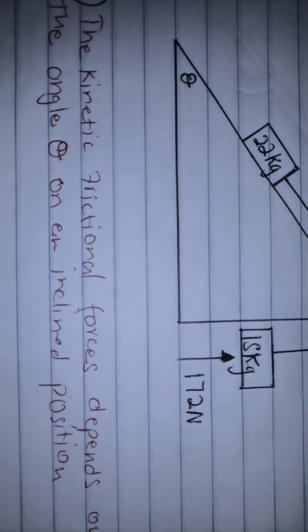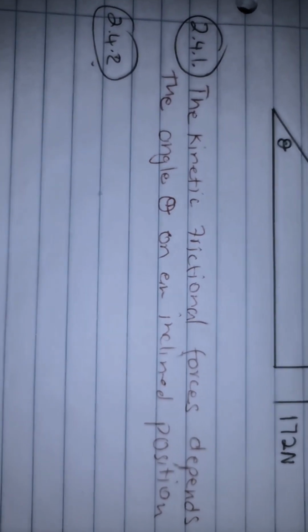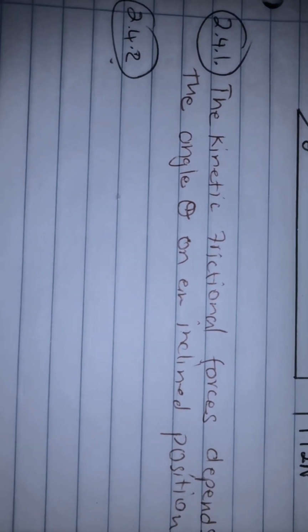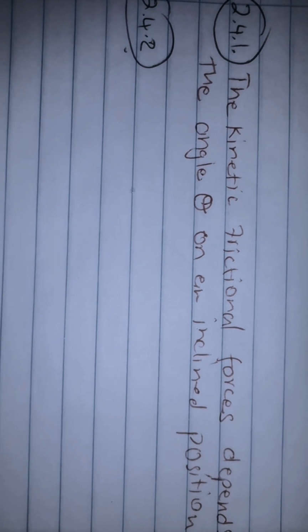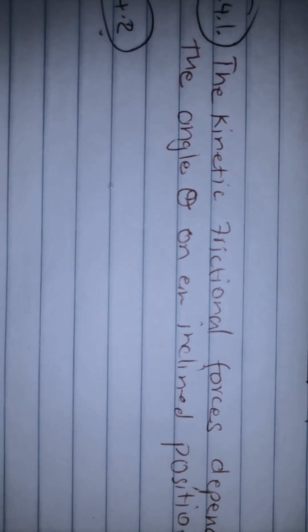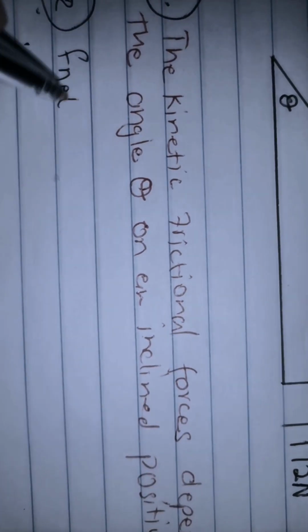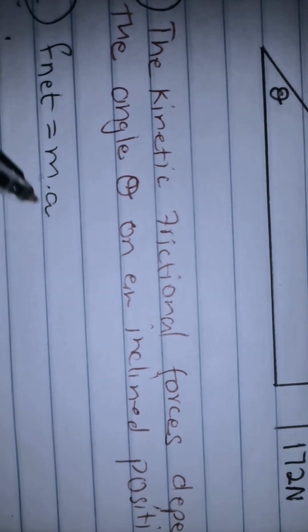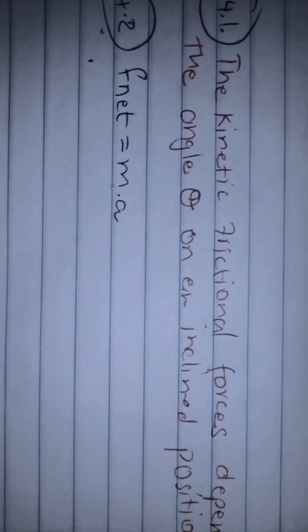Yes. 2.4.2, calculate the acceleration of the system of blocks. That means you need to calculate the acceleration of the two blocks. Obviously, it's going to be one acceleration here. So now I'm going to introduce F net here. F net is equal to ma. Now they do not tell us velocity is constant. That means you need to find a, the acceleration.